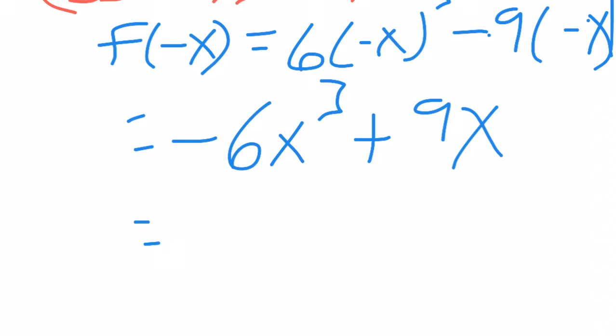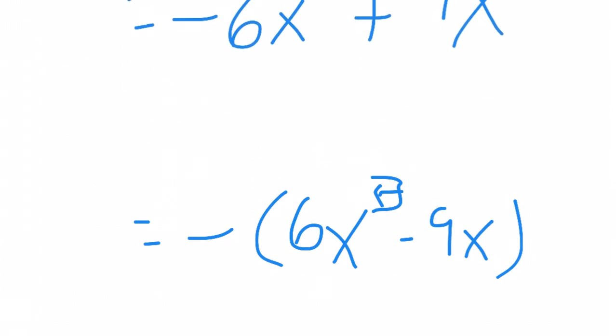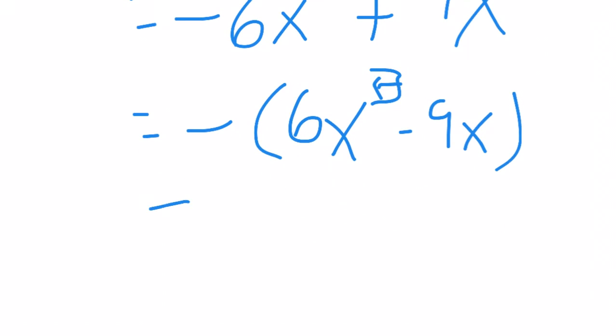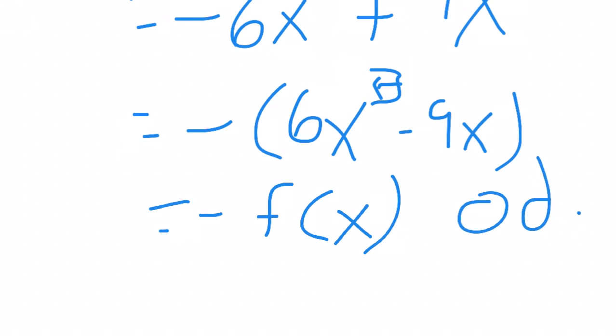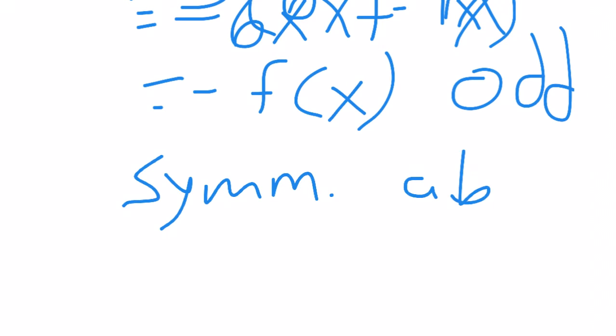Then negative 9 times negative x would be plus 9x. Now if you notice, if we were to factor out a negative, that negative 6x to the third would be positive 6x to the third. And that positive 9x would be minus 9x. So now if you notice, we have the same function that we started with, just with the negative sign in front. So that means this would be odd. And if you were to graph this, remember, it would be symmetric about the origin.